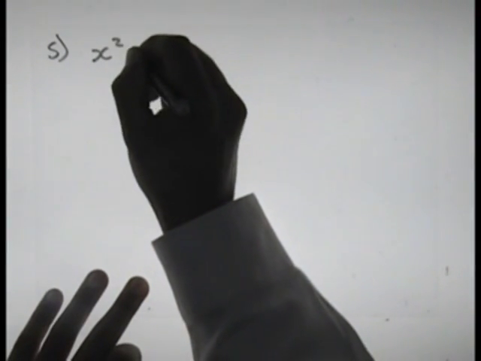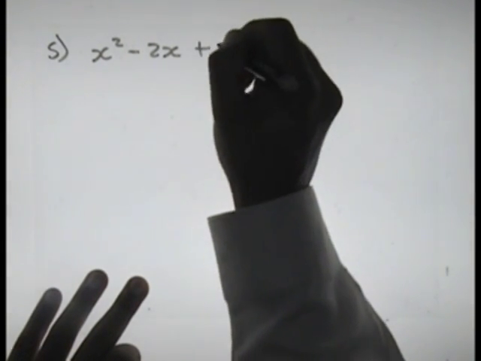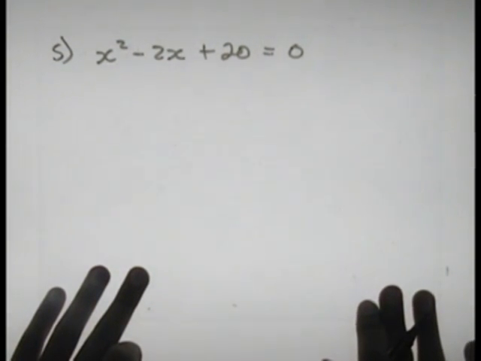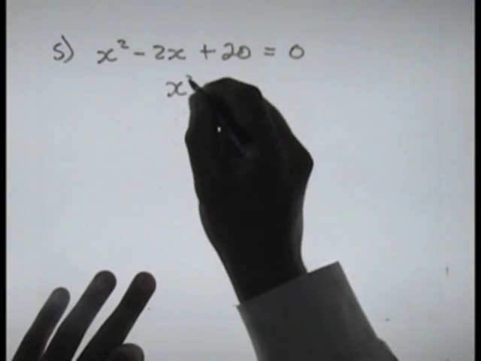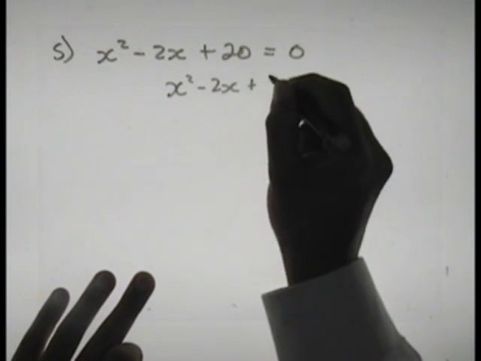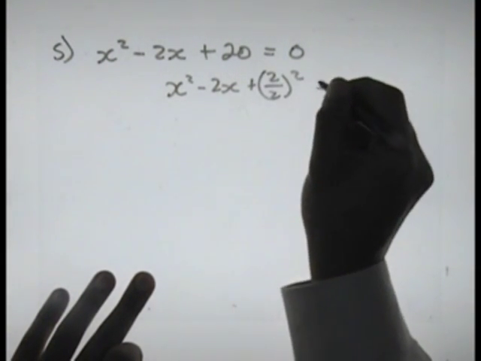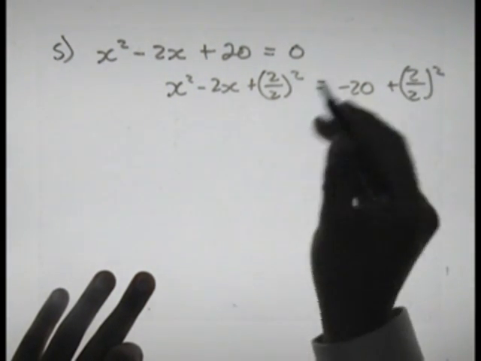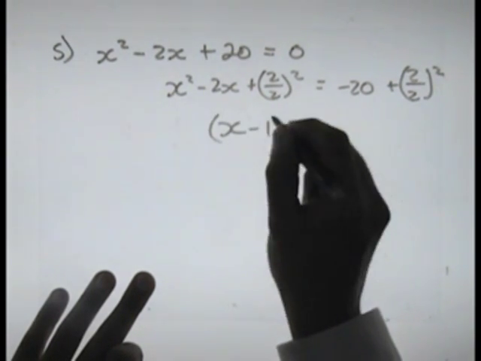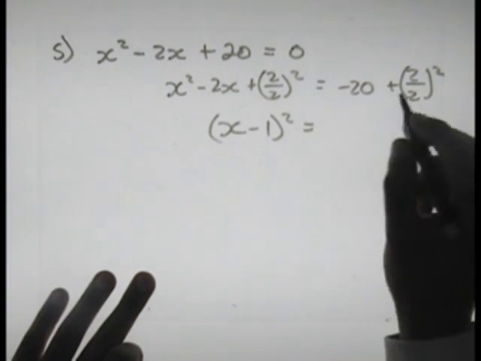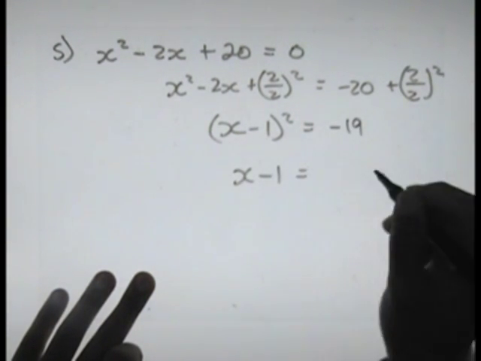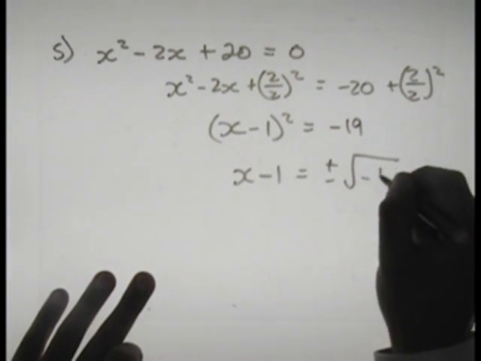Number 5 read x squared minus 2x plus 20 is equal to 0. This will become x squared minus 2x plus (2 over 2) squared is equal to negative 20 plus (2 over 2) squared. 2 over 2 is 1. This is going to be (x minus 1) squared is equal to minus 20 plus 1, which is minus 19. This means that x minus 1 is equal to positive or negative root of negative 19.